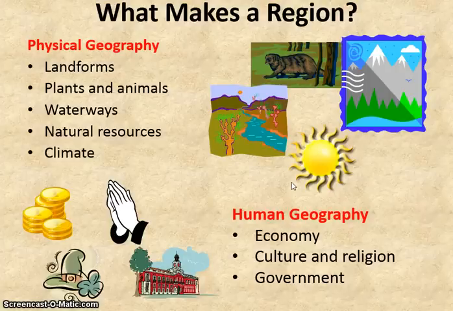And then, of course, human geography is what people bring to the area and how they live there. So we're talking about the economy. How do they make a living and support themselves? Their culture and the religion. What are their beliefs and practices? And government. How do they organize and rule themselves?